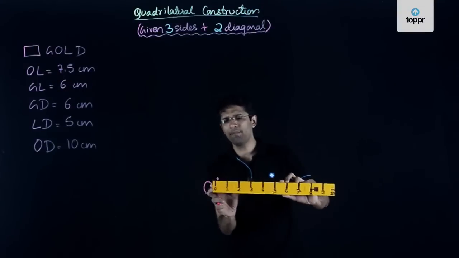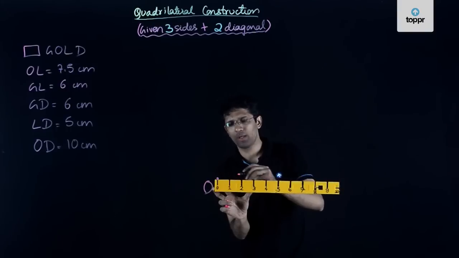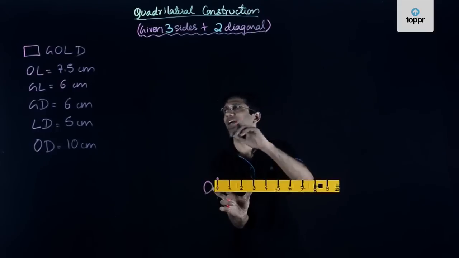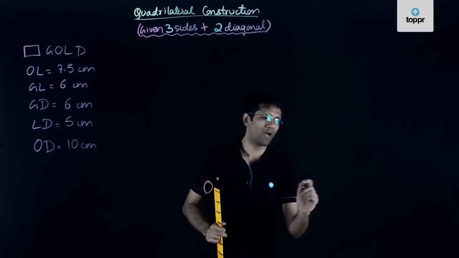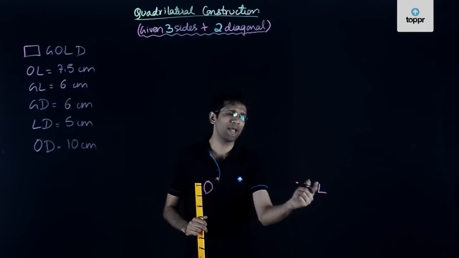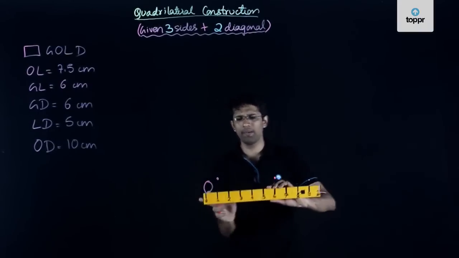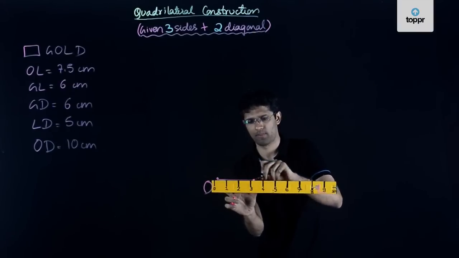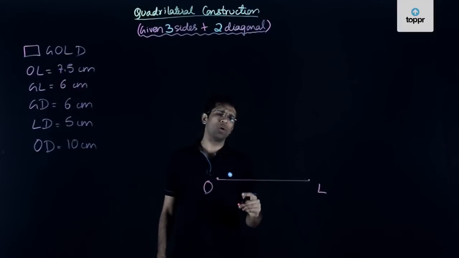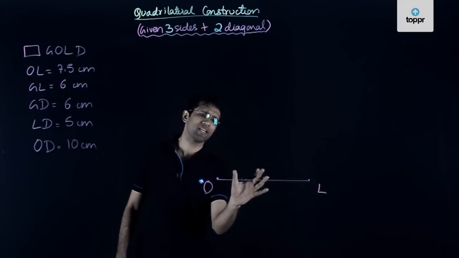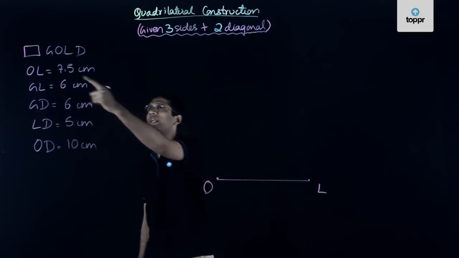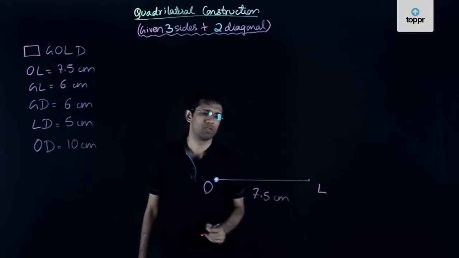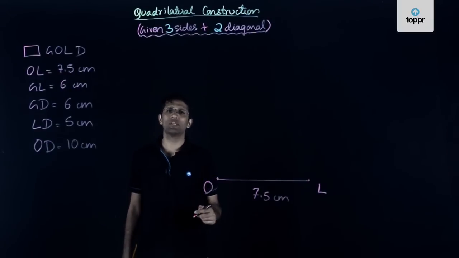So I keep my ruler at point O, and at a distance of 7.5 centimeters from this point, I will have the other point, that is point L. So I have found the two vertices O and L of this quadrilateral, and so I can simply join them. And so I have now joined this straight line segment between points O and L, and I will label it as 7.5 centimeters as is given in the question. So now we have side OL of this quadrilateral.